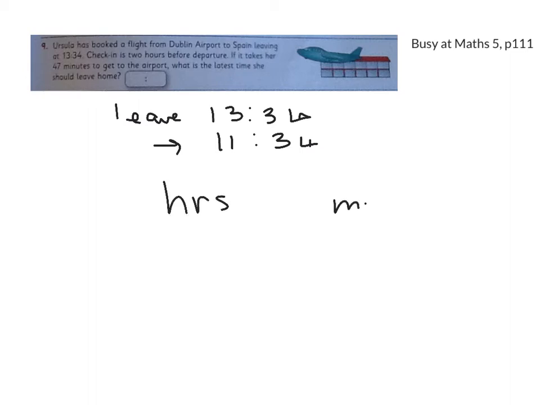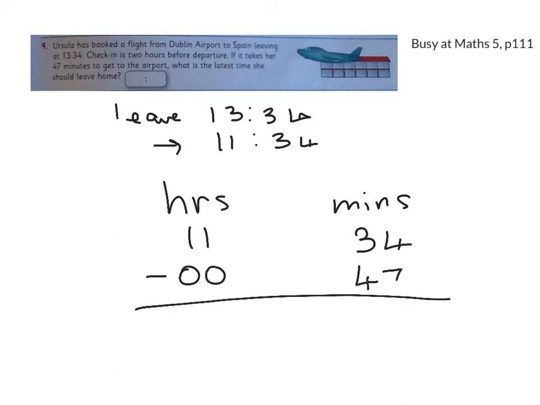Here's my hours, minutes. So I've got 11:34. Take away 00, 47 minutes. Okay, 34 take away 47, I'm going to need to rename an hour. So I have 10 hours and 60 plus 34 gives me 94.